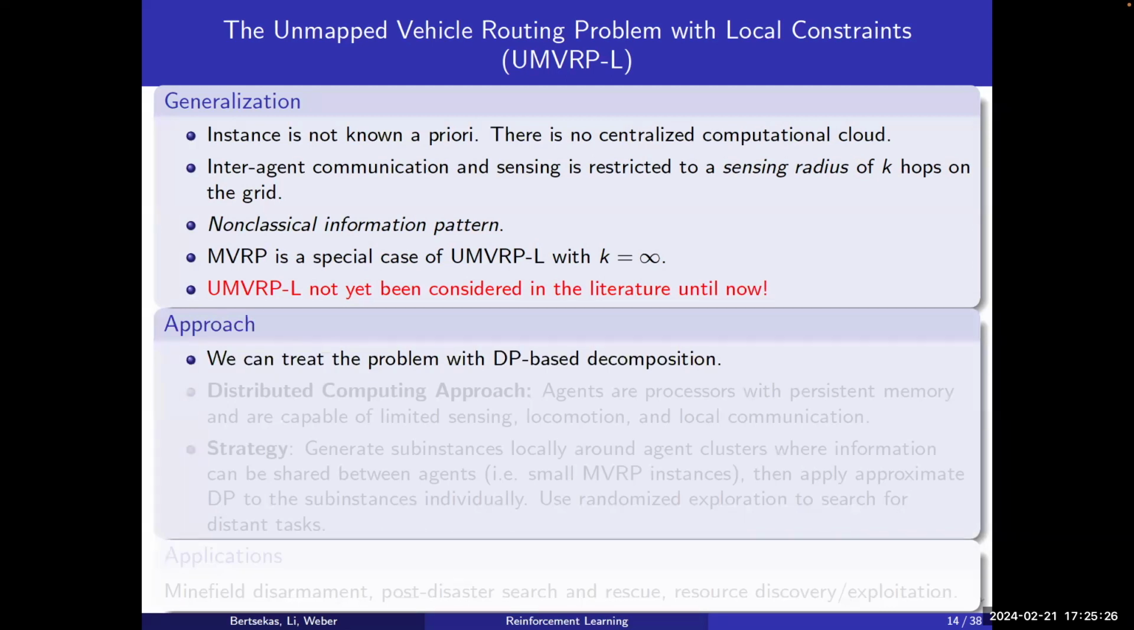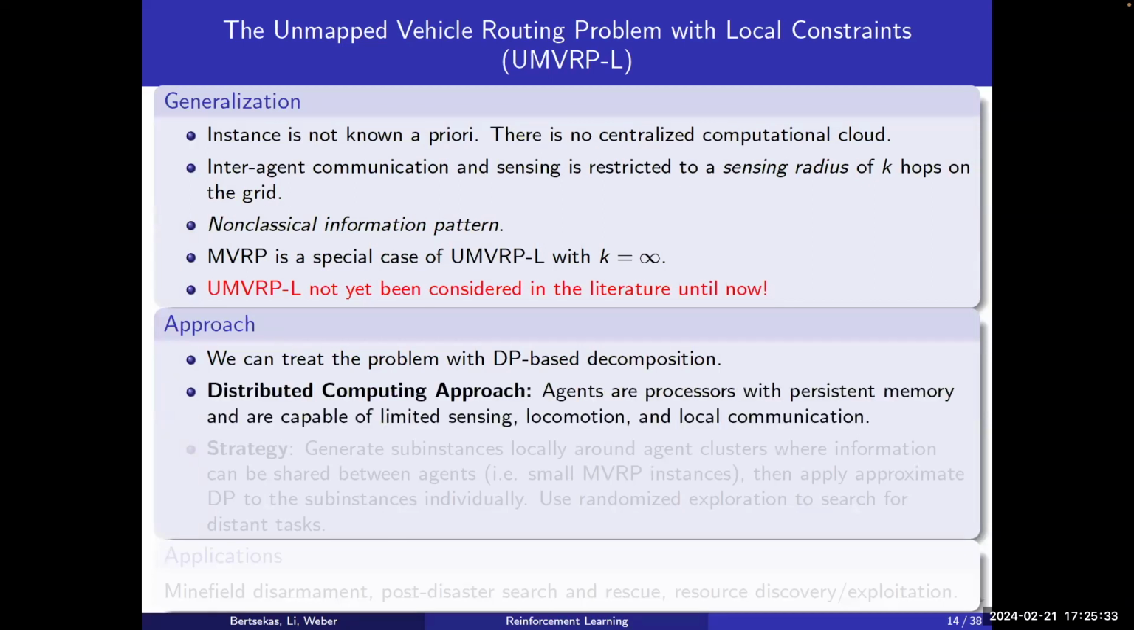We're going to treat the problem with a dynamic programming-based decomposition. And for this, we're going to use a distributed computing approach. So the agents themselves are going to be processors with persistent memory. They're going to be capable of limited sensing, locomotion, and local communication. So in this problem, any computation that's performed at all must be done specifically by some agent with its limited knowledge and abilities. So no cloud.